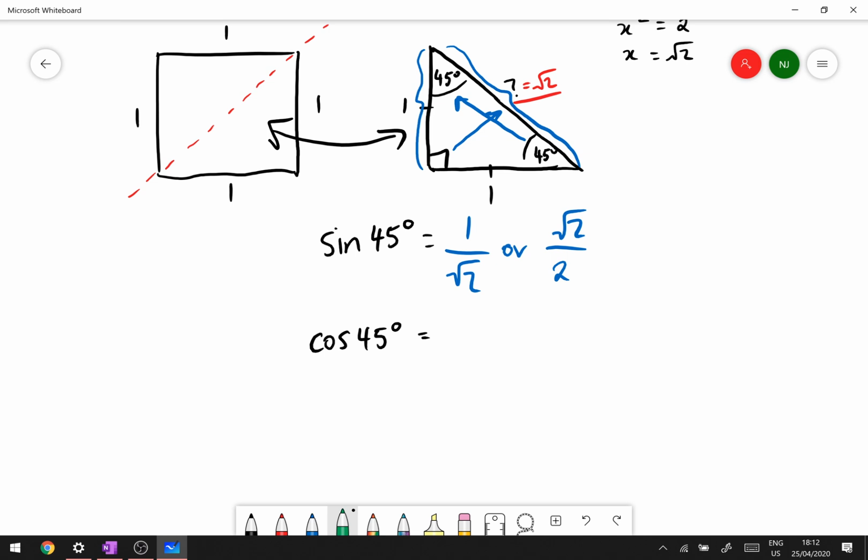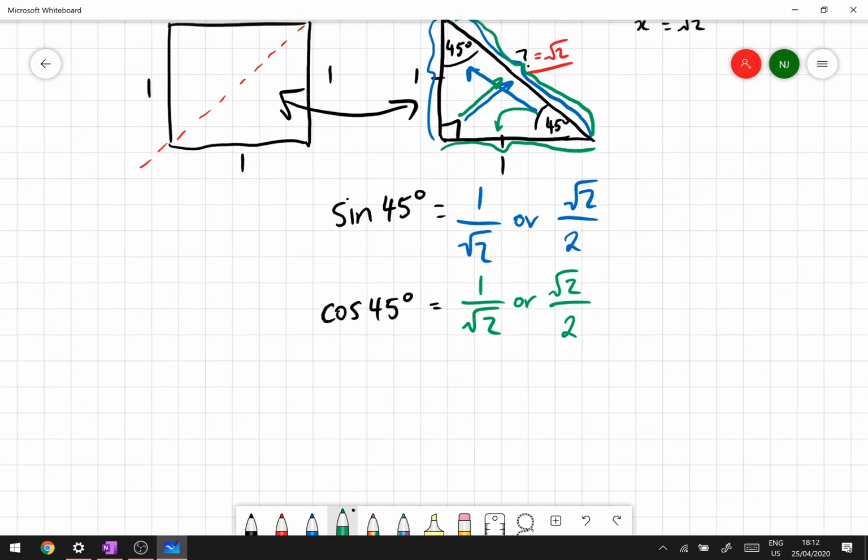Okay, so cos is the adjacent over the hypotenuse. So the adjacent in this one is equal to 1, and the hypotenuse is equal to root 2. So, again, cos of 45 degrees is equal to 1 on root 2, or square root of 2 over 2. Remembering that the ratio of cosine is the adjacent over the hypotenuse. So the adjacent number, which is 1, over the hypotenuse, which is the square root of 2.